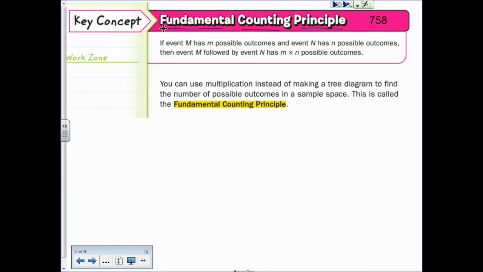It says if event M has M possible outcomes, and event N has N possible outcomes, then event M followed by event N has M times N possible outcomes. So that's just crazy, right? Say the first event is flipping a coin. There are two possible outcomes for flipping a coin, heads or tails. The second event, let's say, is rolling a die. There are 6 possible outcomes of that second event. If I multiply that together, that gives me 12 total possible outcomes.